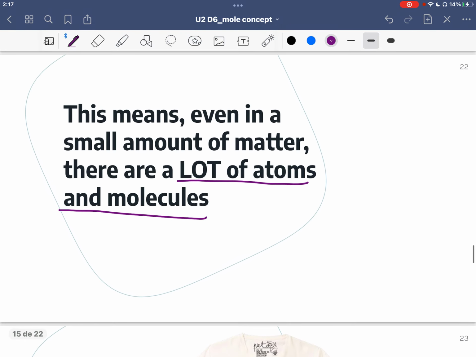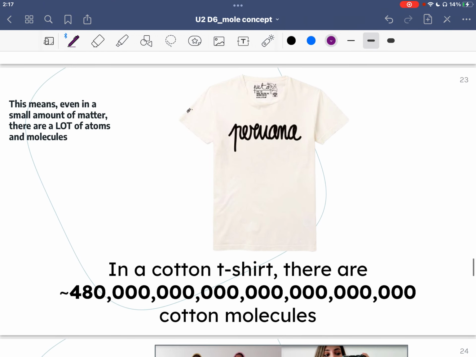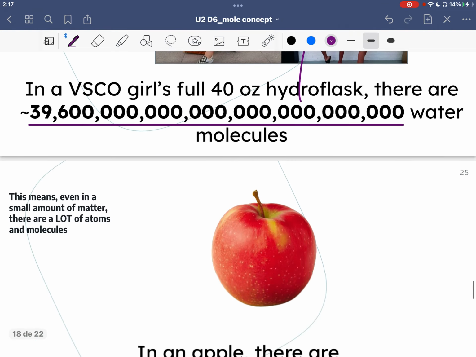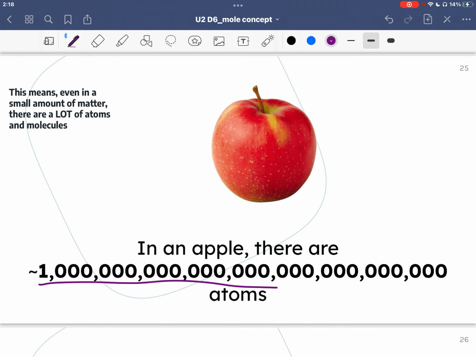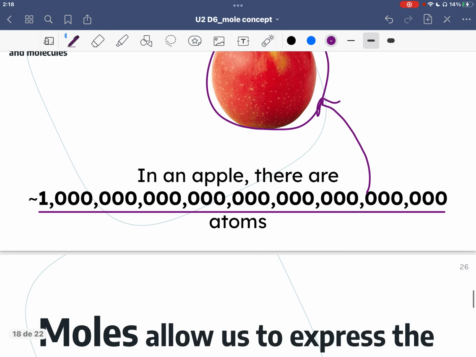That means that it's really helpful if I can count not using giant numbers. So for example, on a cotton t-shirt, this is the number of cotton molecules we would find just in one t-shirt. Is this a convenient number to be using and thinking about? Not really. In a VSCO girls Hydro Flask, here's about how many water molecules we would find. Again, not the most convenient number to count the molecules in my Hydro Flask. Or in an apple, here's the number of atoms that I might find just in one apple. So imagine the size of an apple. Somehow this number of atoms fits inside the apple.